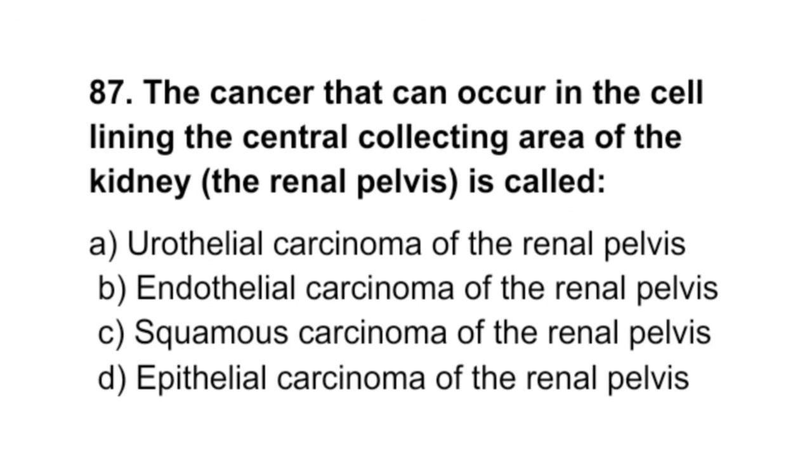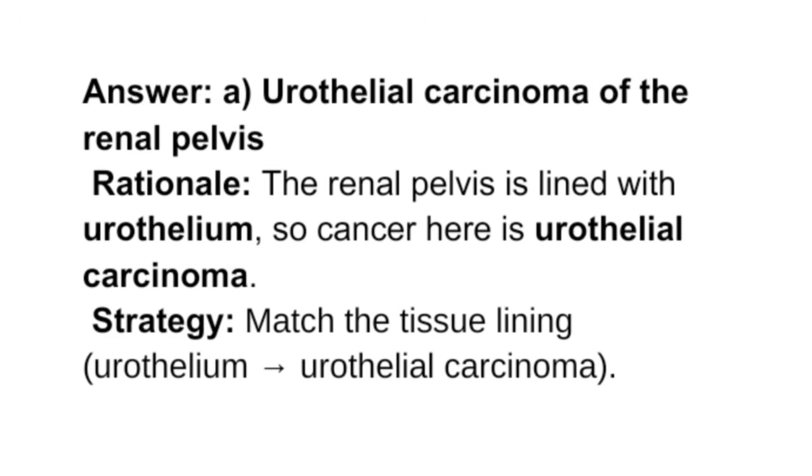87. The cancer that can occur in the cell lining the central collecting area of the kidney, the renal pelvis, is called: A. Urothelial carcinoma of the renal pelvis. B. Endothelial carcinoma of the renal pelvis. C. Squamous carcinoma of the renal pelvis. D. Epithelial carcinoma of the renal pelvis. Answer: A. Urothelial carcinoma of the renal pelvis. Rationale: the renal pelvis is lined with urothelium, so cancer here is urothelial carcinoma. Strategy: match the tissue lining, urothelial carcinoma.